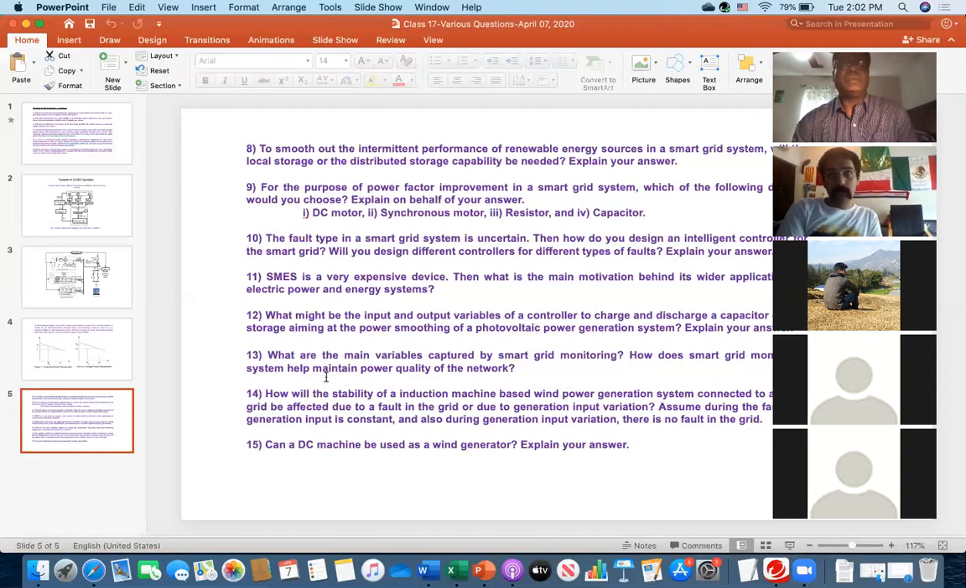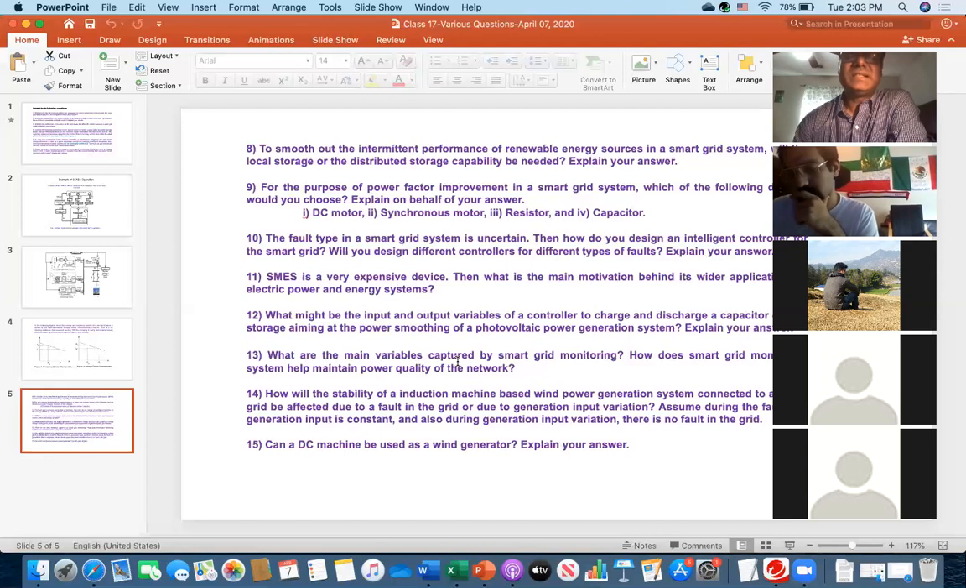Okay, so moving forward, question number 13. What are the main variables captured by smart grid monitoring? And how does smart grid monitoring help maintain power quality of the network? So smart grid monitoring means that, like a SCADA system, it is continuously monitoring the overall status of the system. So what are the main variables you think that are being captured by that monitoring system? What variables?